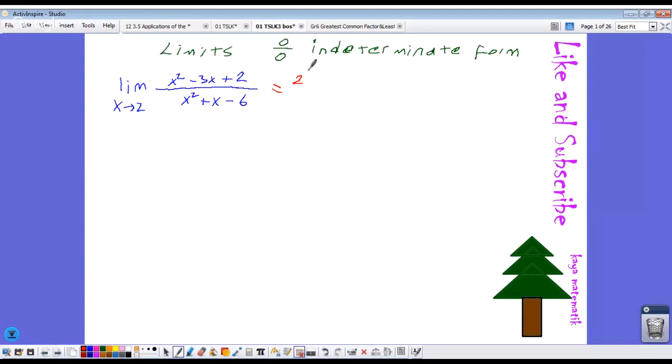Let's put that there. 2 squared minus 3 times 2 plus 2 over 2 squared plus 2 minus 6, which makes 4 plus 2, then 2 minus 4 plus 2 is 6, 3 times 2 is 6, 6 minus 6 is 0. In the denominator, 2 squared is 4, plus 2 is 6, 6 minus 6 is 0. So this is the indeterminate form. That's why in this kind of case we always must factorize and simplify the parts making it 0.